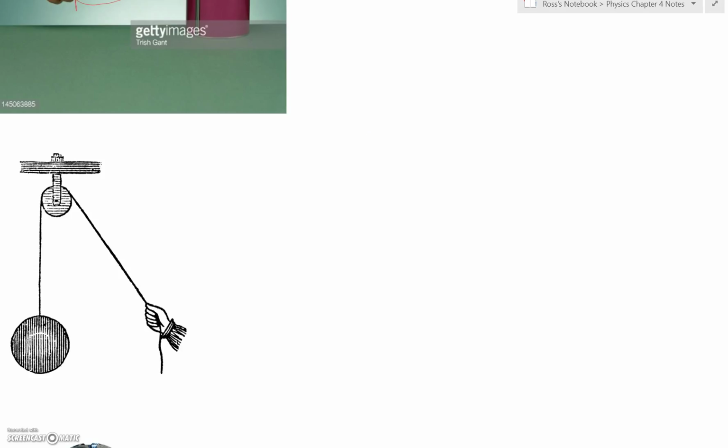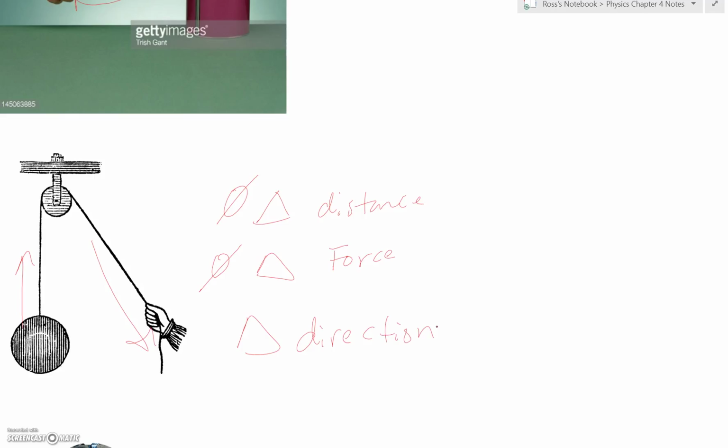The book talked about simple pulleys a little bit. We're going to talk a lot more about those in 4.3, but simple pulleys, they don't change the distance. They don't change the force. They just change the direction. We pull down, the object moves up. It's not until you get multiple pulleys or movable pulleys that the distance and force actually start to be changed. But we'll learn more about that in 4.3.